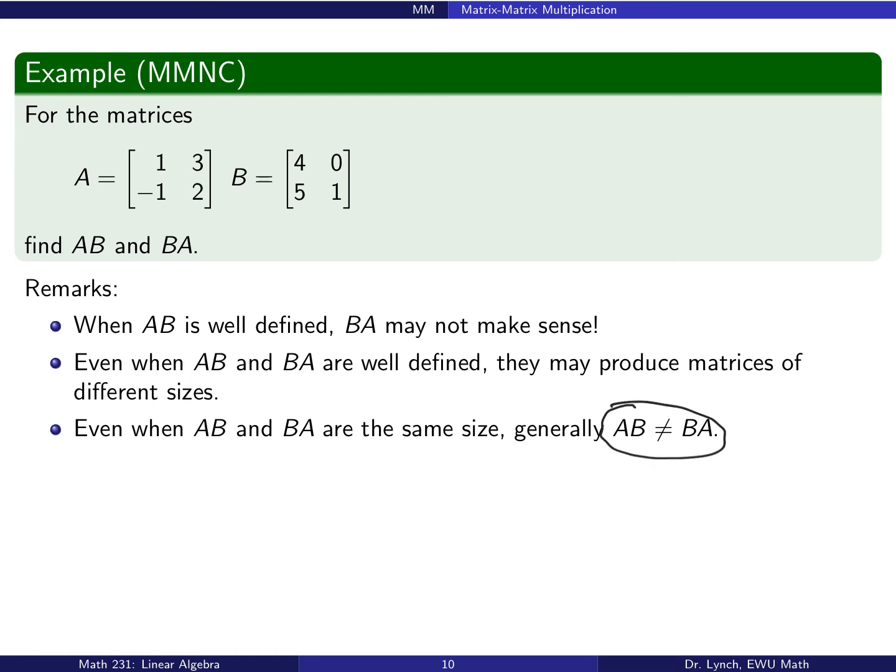And again, for many of us, this is the first time experiencing this property. It might feel a little bit strange, but the point here is that left multiplying or right multiplying by a matrix matters, and we need to be specific about that.